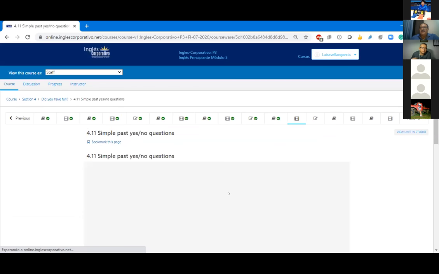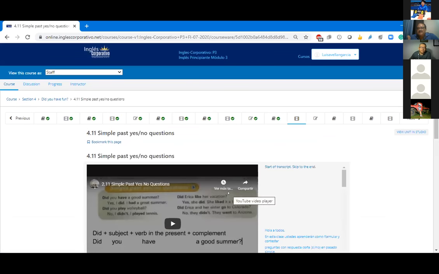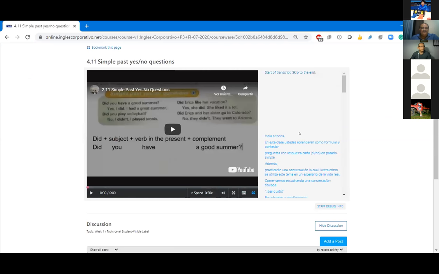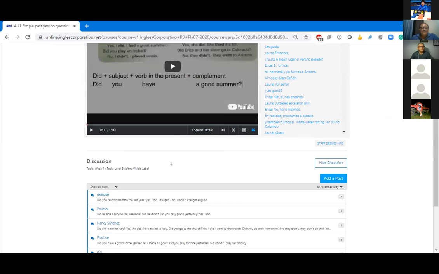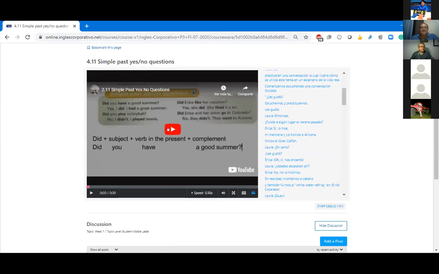Now, we have the affirmative sentence for regular verbs and irregular verbs. We have the negative sentence too. Then we also have affirmative and negative sentences for regular and irregular verbs in general. Now, what we will see is the questions. Simple past, yes, no questions. Questions that go with yes or no.